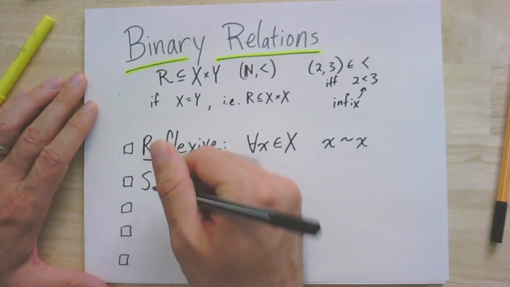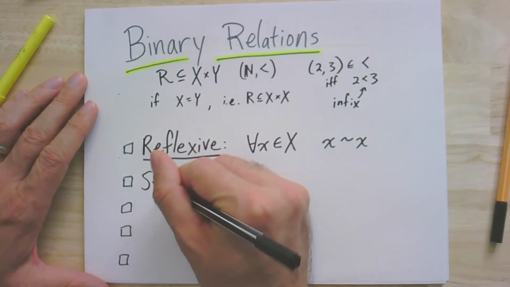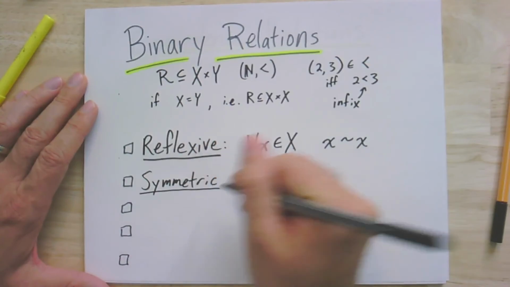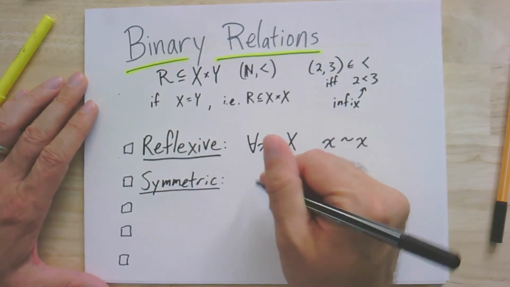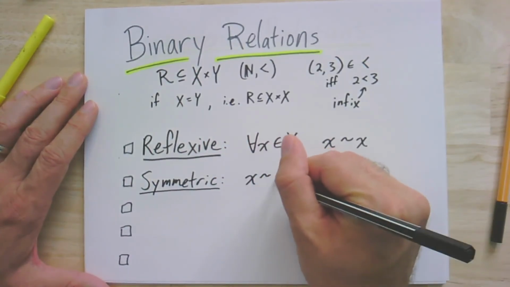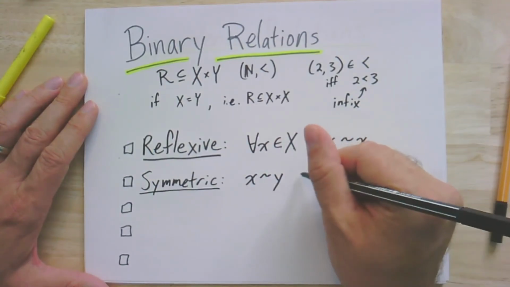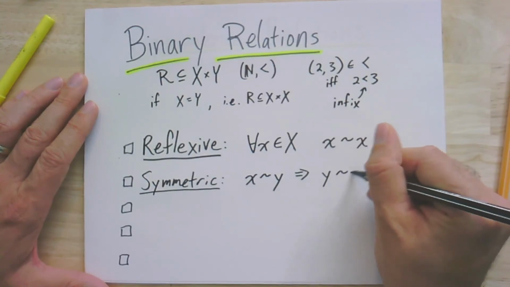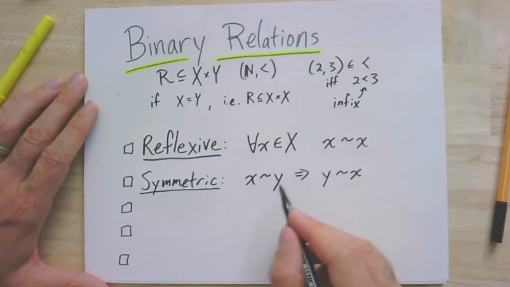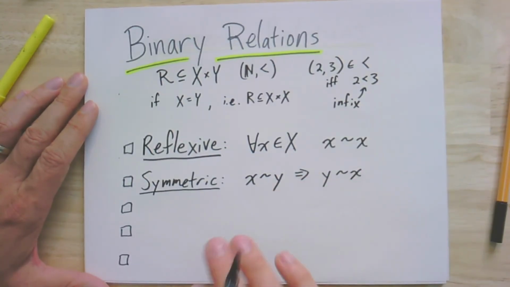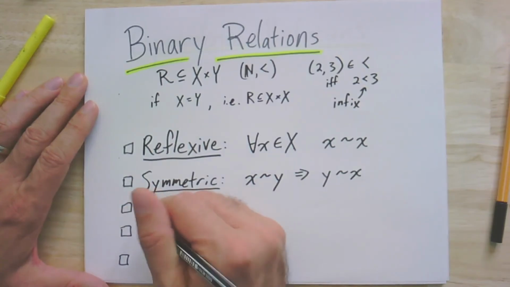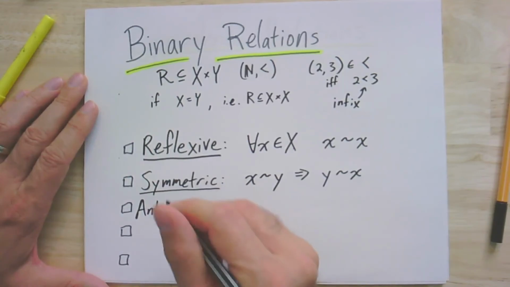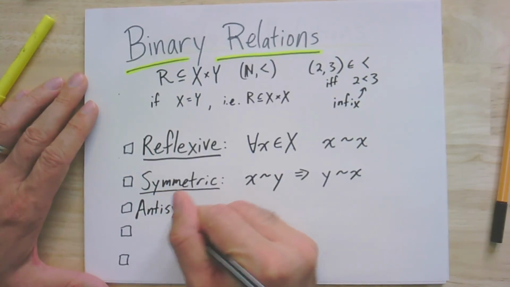It could be symmetric. This would mean that if x is related to y, that would imply also that y is related to x. So if they have the relationship, then the relationship is symmetric. You could swap it around. It's still true. There's another very closely related property that some relations have, which is being antisymmetric.